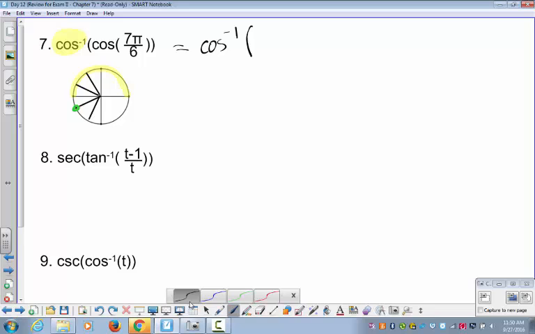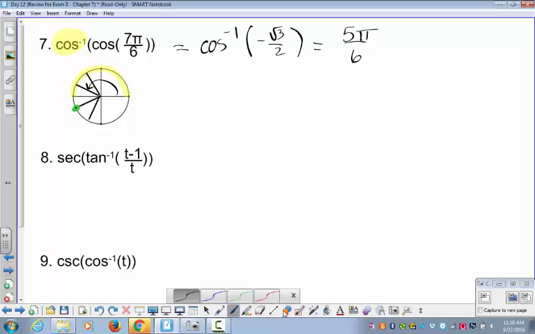So let's just evaluate. Cosine of 7 pi over 6. X coordinate, 12 sector circle right there. What's that? Negative root 3 over 2. And now the question becomes, what's the angle on top with a cosine of negative root 3 over 2? It's going to be that angle right there. It's going to be 5 pi over 6.